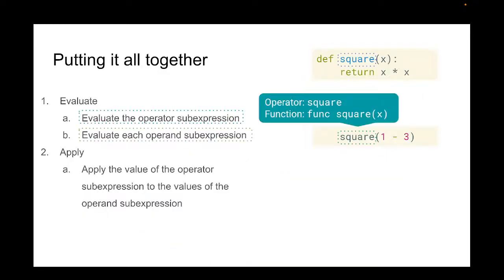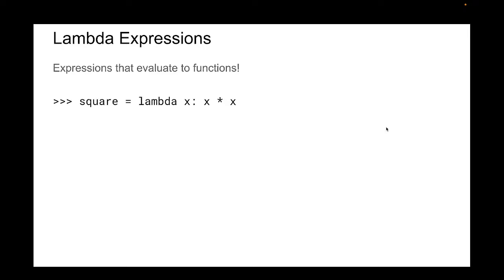But yeah, going back to here, you can even pass in expressions to Python. So you can even pass in 1 minus 3 here, and then it'll realize the argument is -2. Okay. Lambda expressions. Let's go through a little demo of lambda expressions.